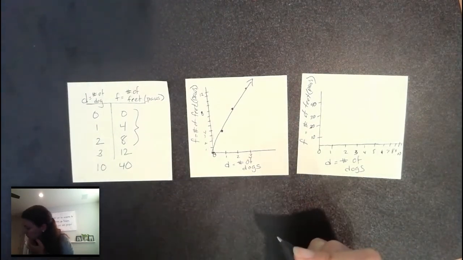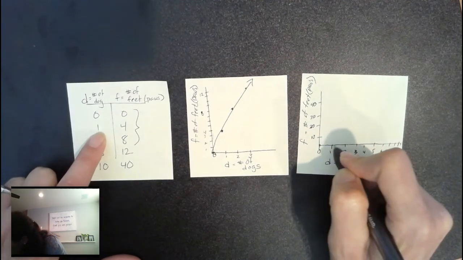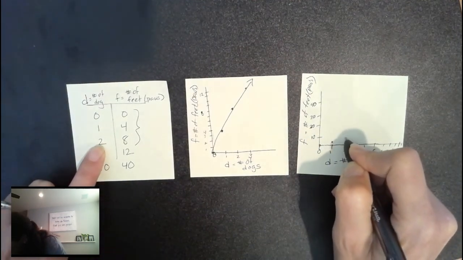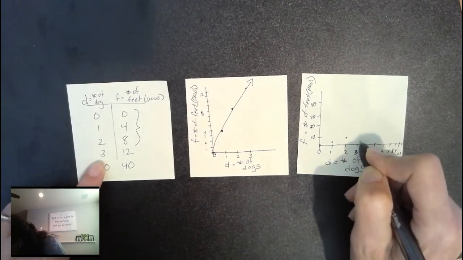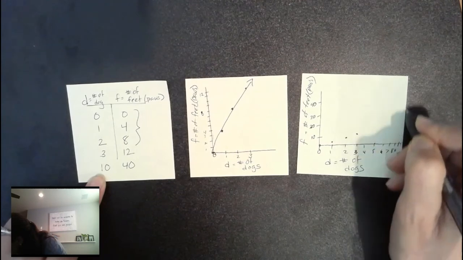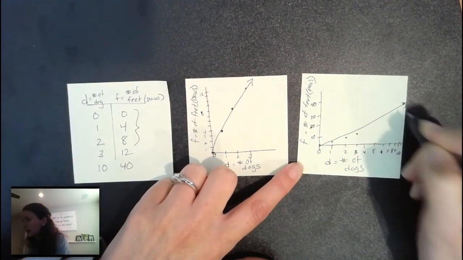Okay. So 0 dogs is 0 paws. 1 dog is 4 paws, so that would be way down there. 2 dogs is 8 paws. 3 dogs is 12 paws. And then 10 dogs way down here would be 40 paws. And then this would be another example of it.